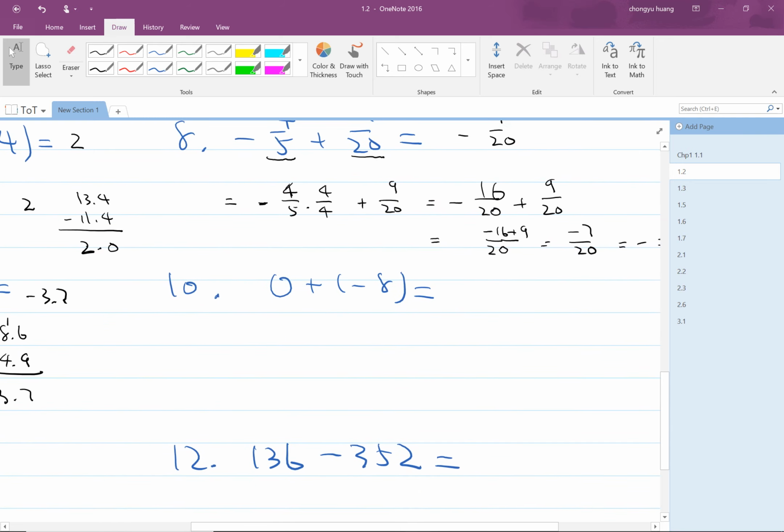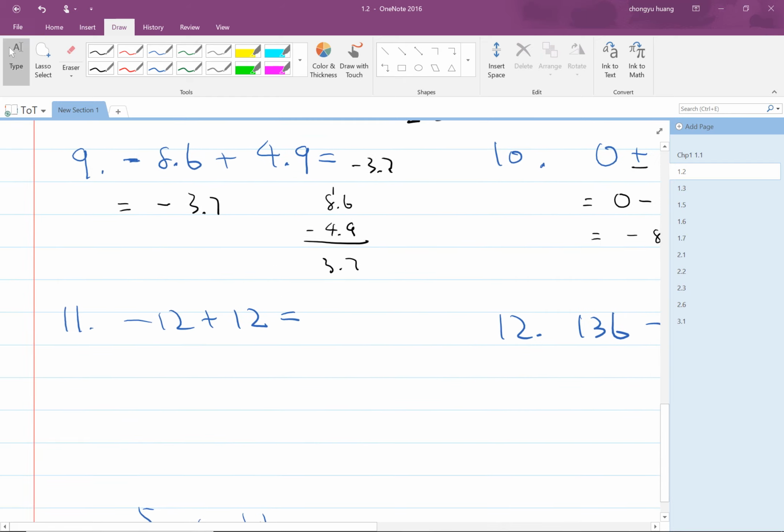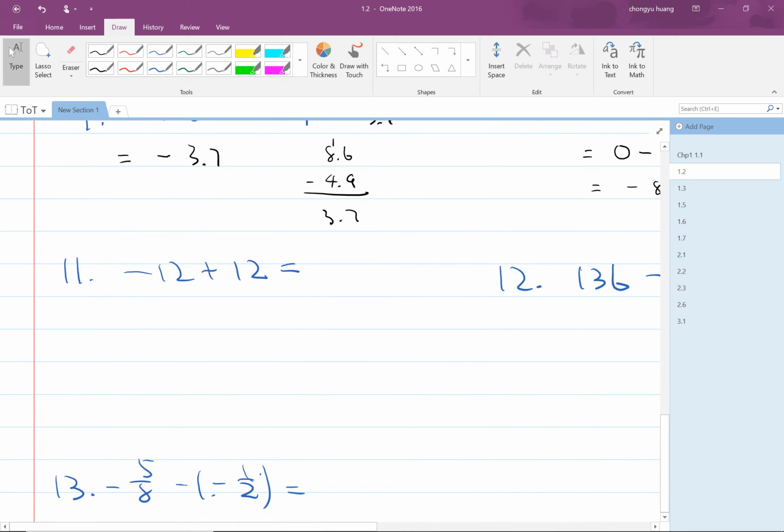And then moving on to question 10. Over here you have a 0, then you have this. It's going to be 0 minus 8, so obviously it's going to be negative 8. Then what we have over here is negative 12 plus 12.